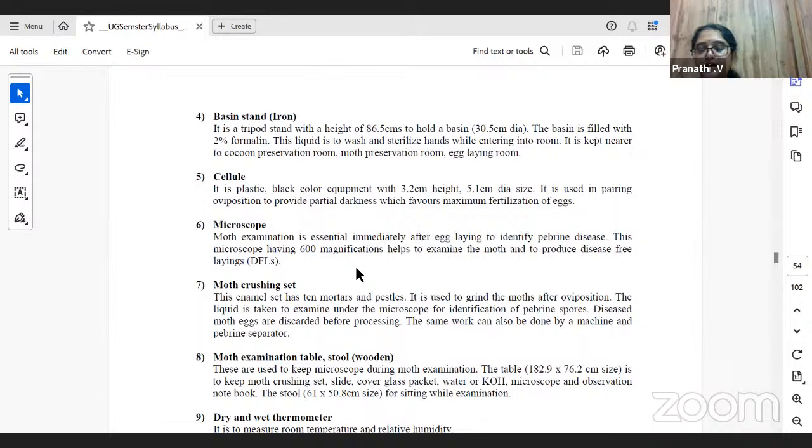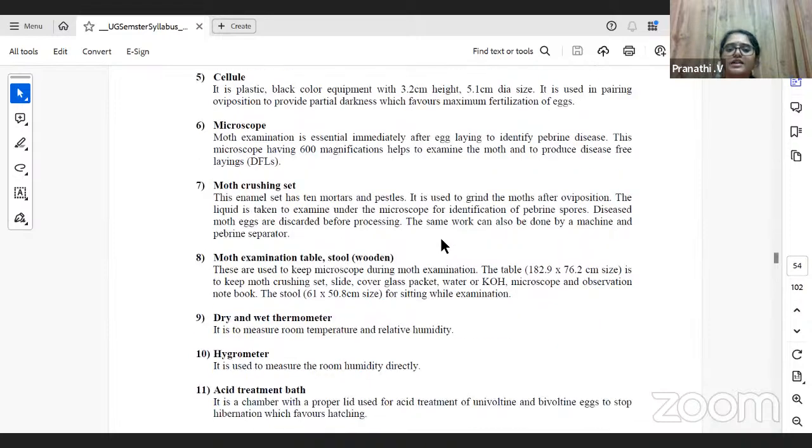I had told you regarding the moth examination: you're going to take the pupa, gut it, scrape it, add it to the potassium hydroxide, and then put it under the slide and check it. This is the reason you need the microscope as such.